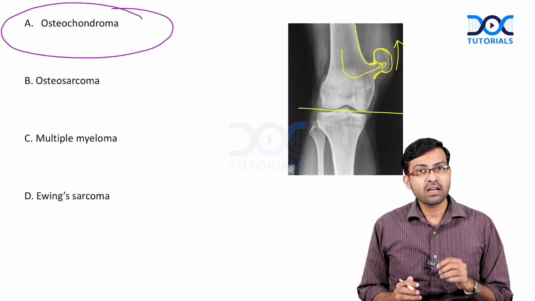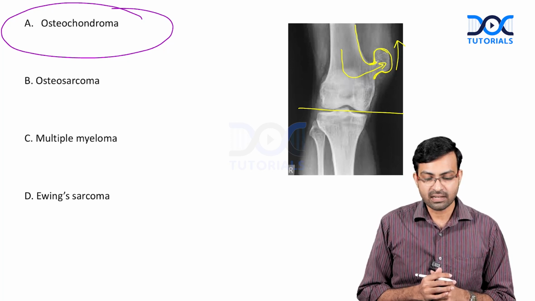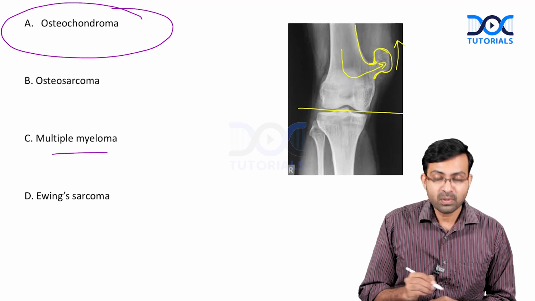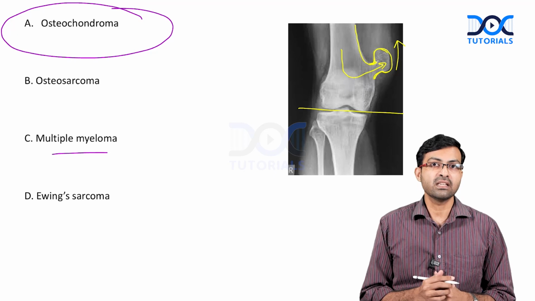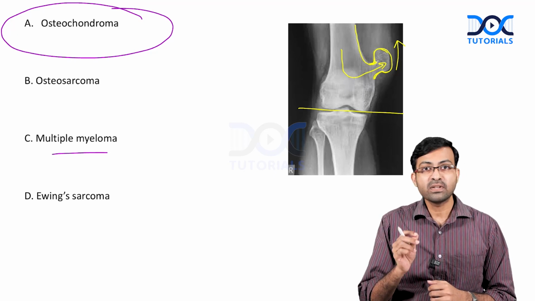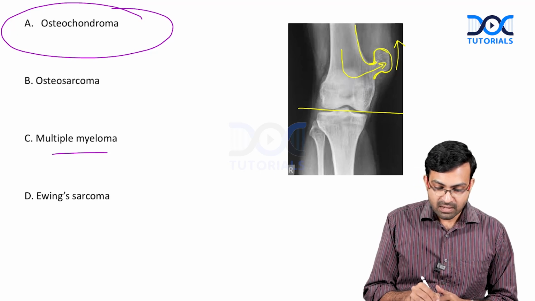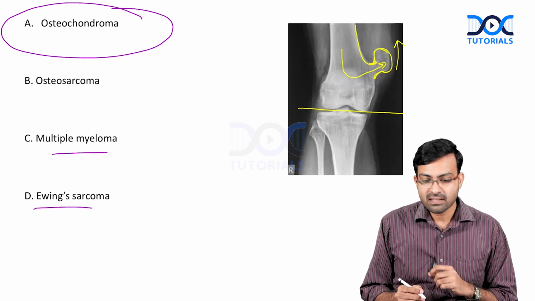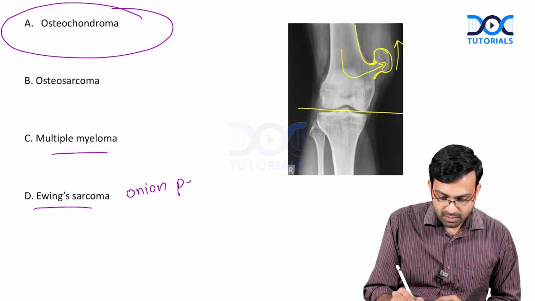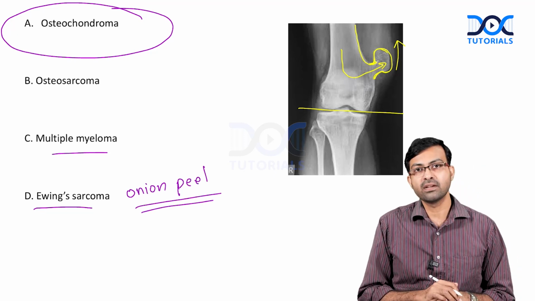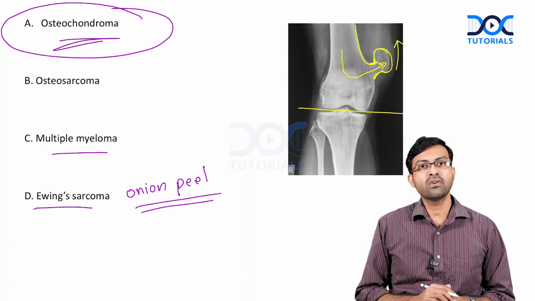It cannot be osteosarcoma because, as we discussed, there would have been characteristic periosteal reactions. That is absent here. Multiple myeloma never occurs at 16 years of age. It is seen after 50 years of age, and the classical features would be lytic lesions and not a growth like this. And Ewing sarcoma is a diaphyseal lesion, and it will produce the classical onion peel appearance, onion peel periosteal reaction. None of these are present. So our answer here is osteochondroma.